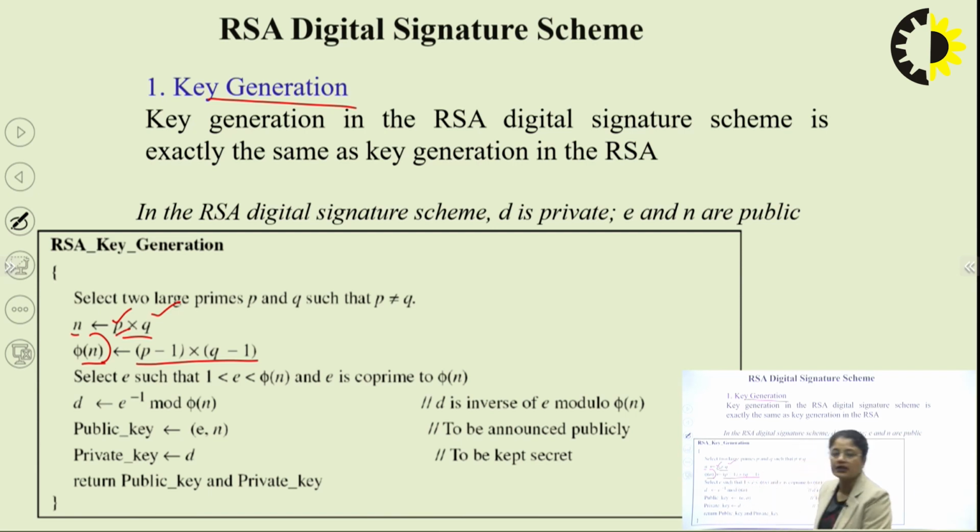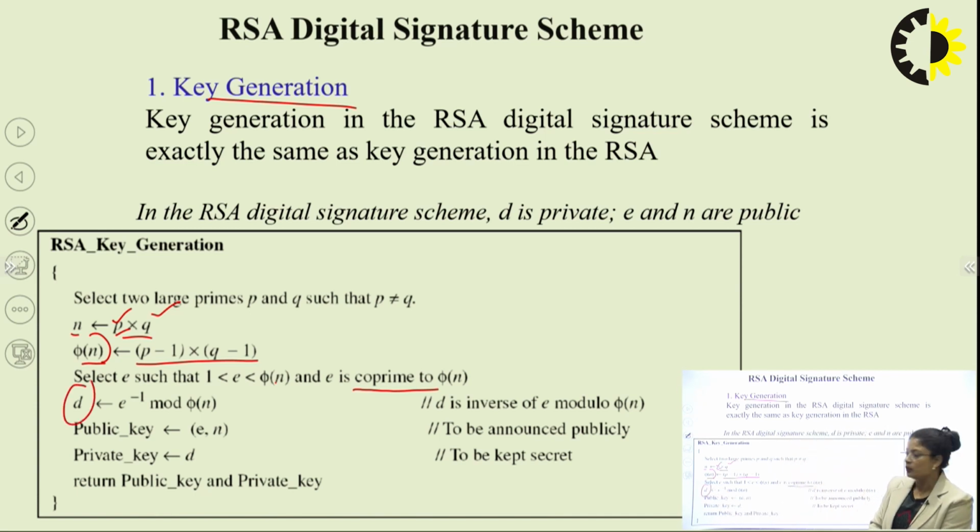Why so? Because P and Q are prime numbers. Now, after that, we select the number E, which lies between 1 and phi of N, and E is chosen in such a way that it is co-prime to phi of N. After E is chosen, we calculate the value of D. What is D? D is basically the inverse of E.